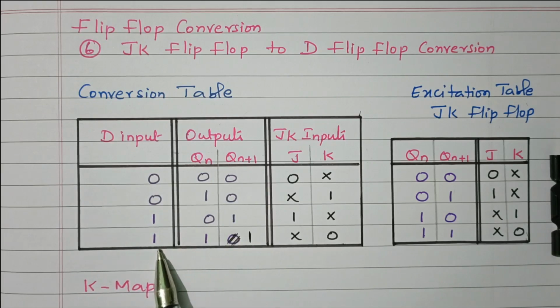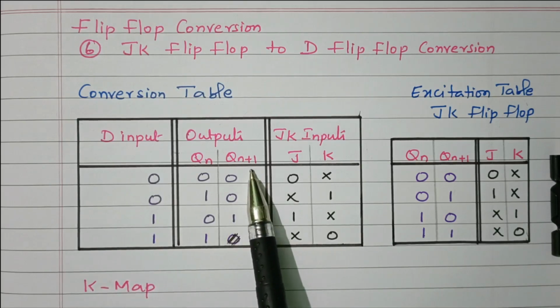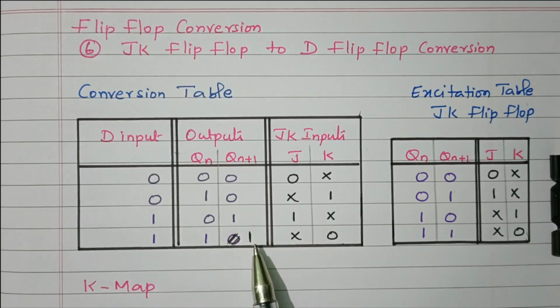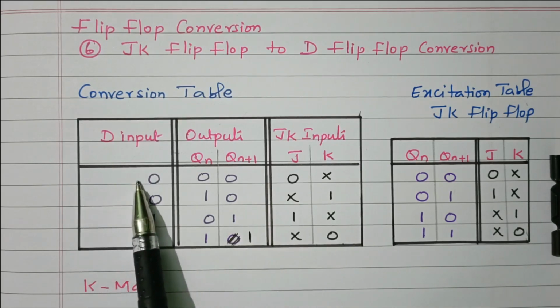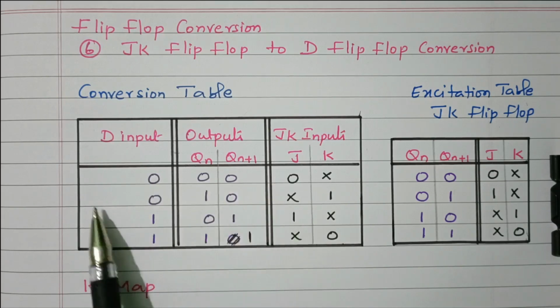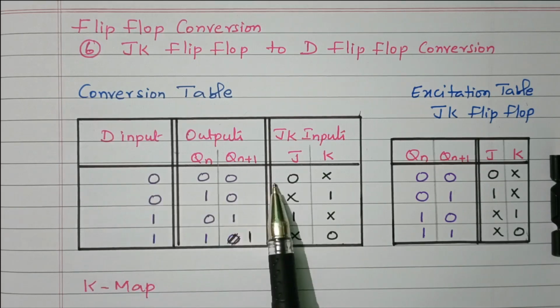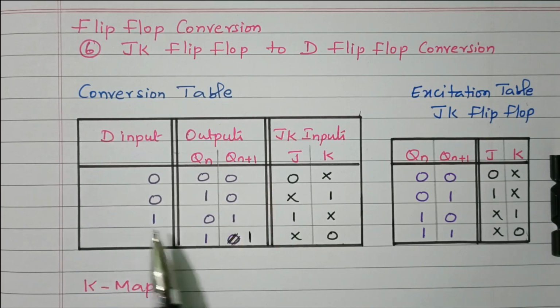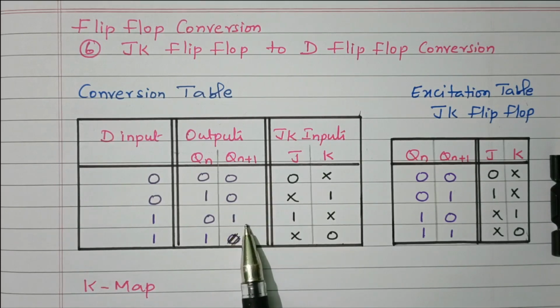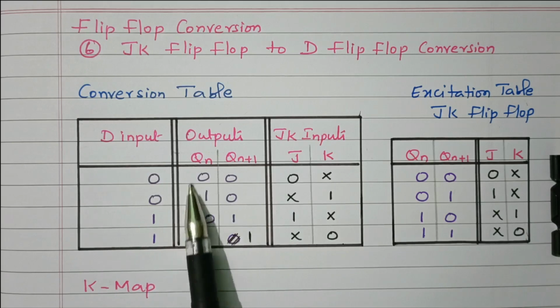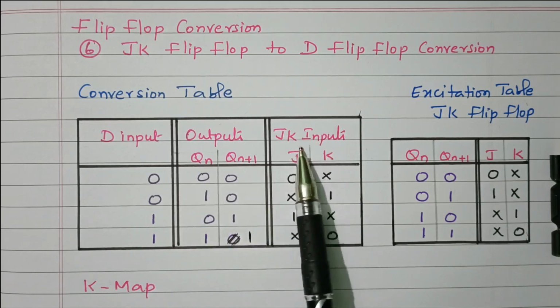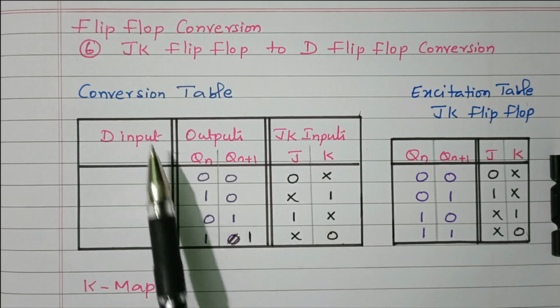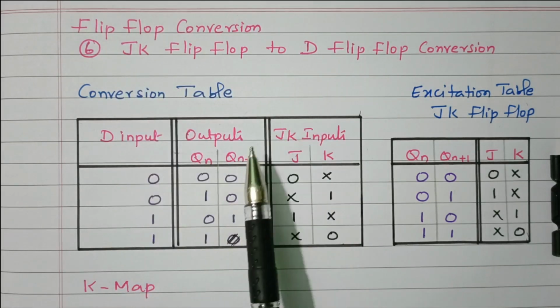So the D input will be reflected in the Qn plus 1 without bothering about the present state of output. D input is the next state output of the D flip-flop. That is the nature. So whatever input we are giving is available as output. If 0 is given, 0 will be available. If 1 is given as flip-flop input, the next state output is also 1. That is the nature. So based on this, we need to decide the JK flip-flop input, because we are going to convert JK into D flip-flop.